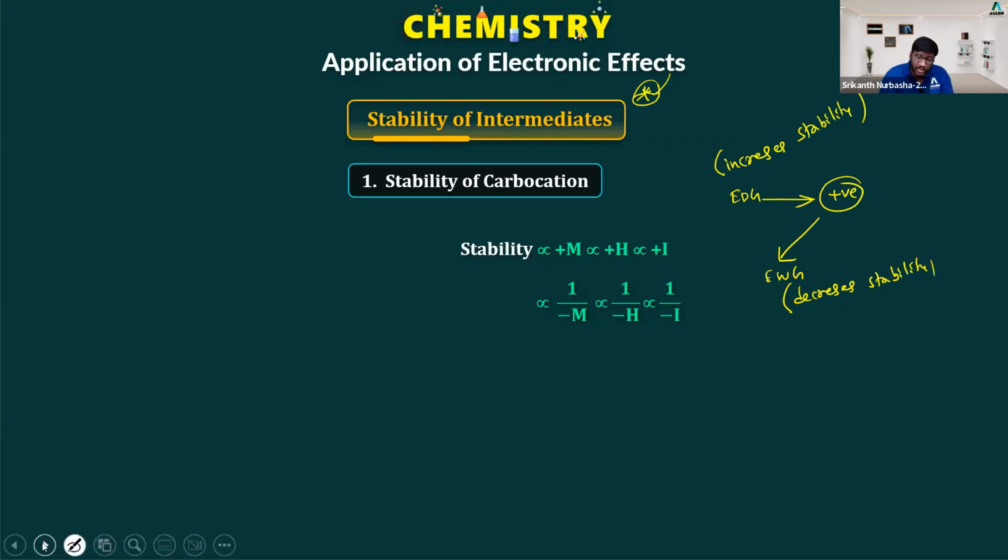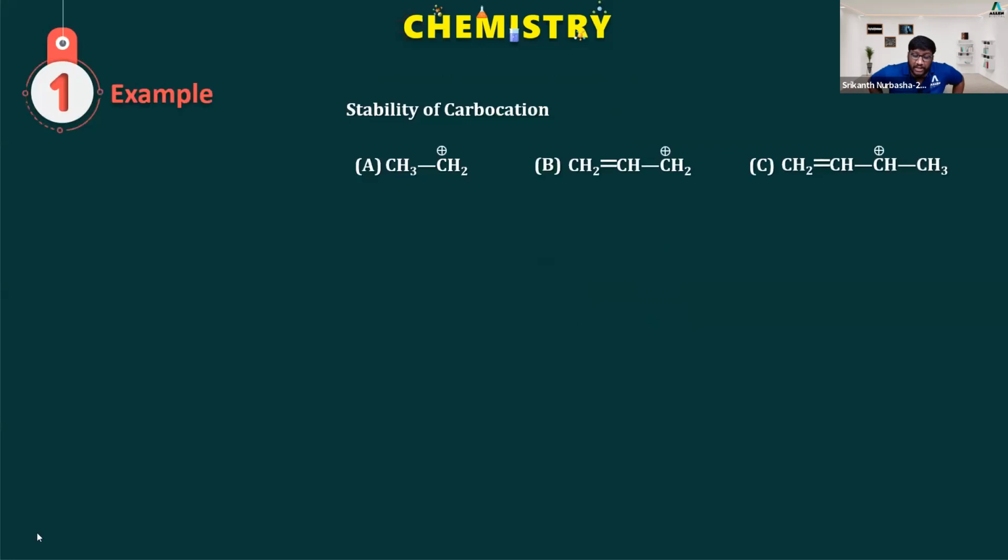So with respect to this, we'll study a lot of examples now. Try to compare the stability of the carbocations here: CH3-CH2+, CH2=CH-CH2+, CH2=CH-CH+-CH3. We have to apply all the effects now. Earlier we compared carbocation stabilities based on the inductive effect only, and after that we saw stabilities based on hyperconjugation only.